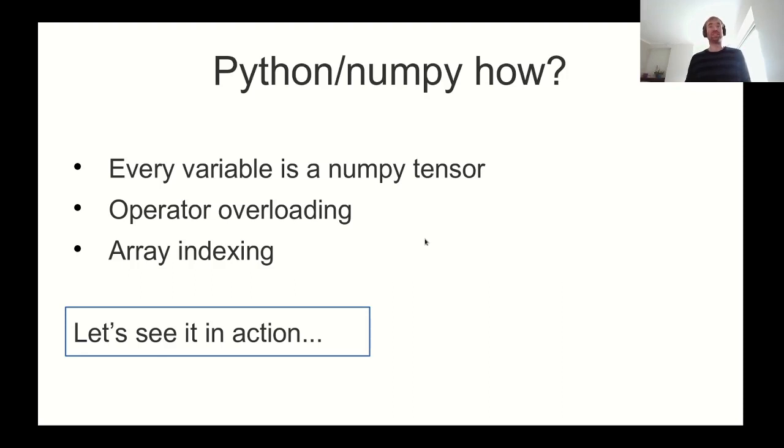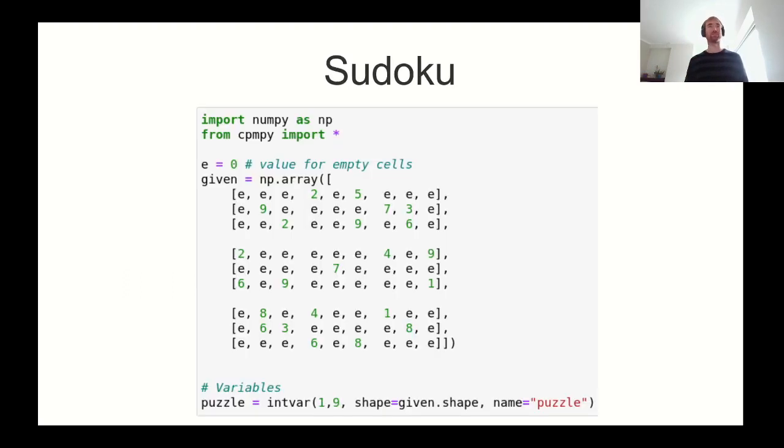Okay, so let's now see this in action. Every variable is a Numpy tensor, and we have operator overloading and array indexing. A lot of what I'm going to show you is going to be natural if you work a lot in Python already. And if you haven't, it might take a bit of getting used to, but believe me, you get quickly used to it.